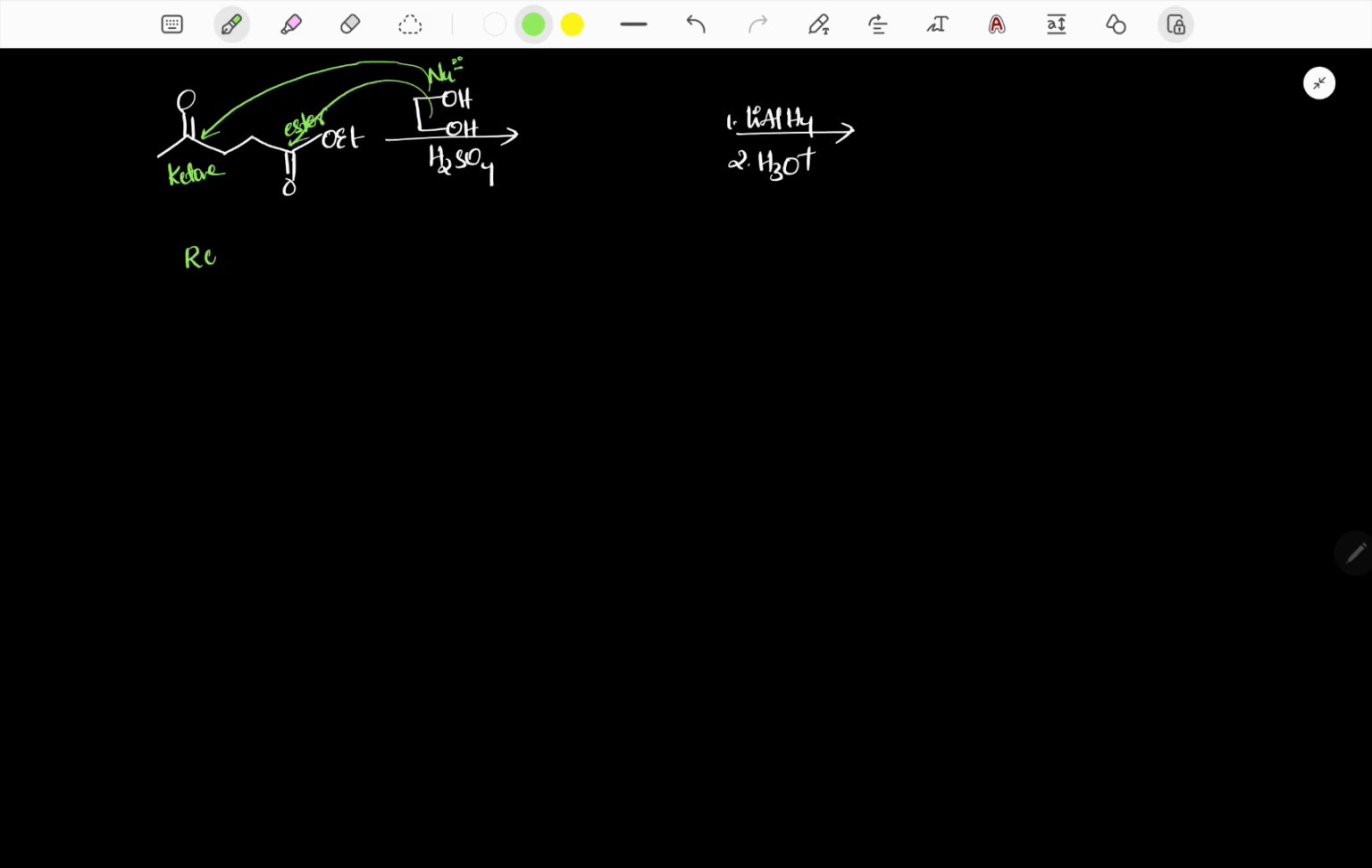But we know the general reactivity order: RCOX is more reactive than anhydride, than aldehyde, than ketone, than carboxylic ester, then carboxylic amide. So we know that aldehyde is more reactive than ester towards nucleophiles. That's why here the ester won't react, the ketone reacts.